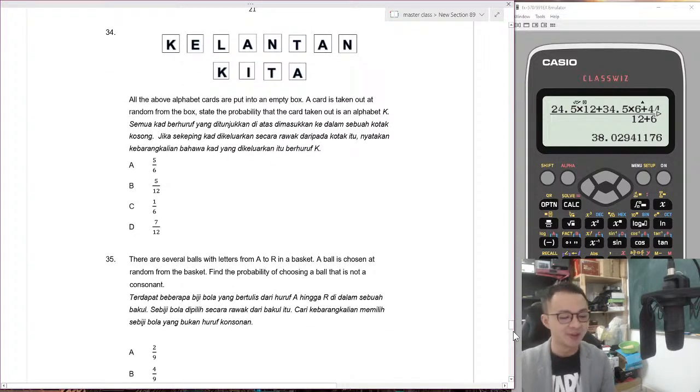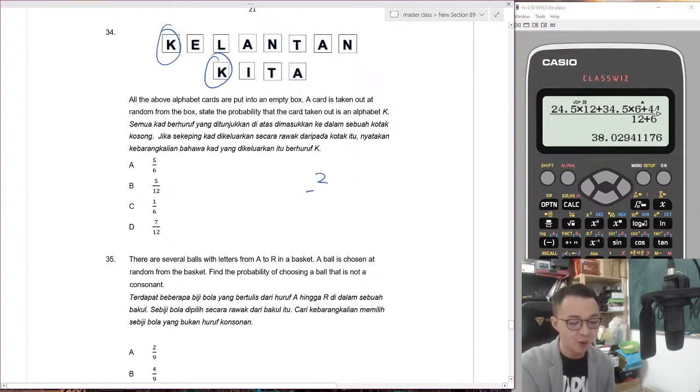34. All the alphabet cards are put into an empty box. A card is taken out at random from the box. State the probability that the card taken out is the alphabet K. Only take one card. It's very straightforward. We have 2 over 12 cards, so it equals 1 over 6. The answer is C.